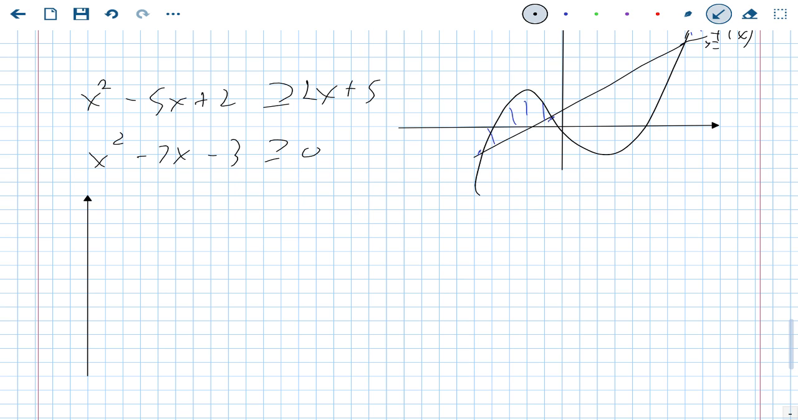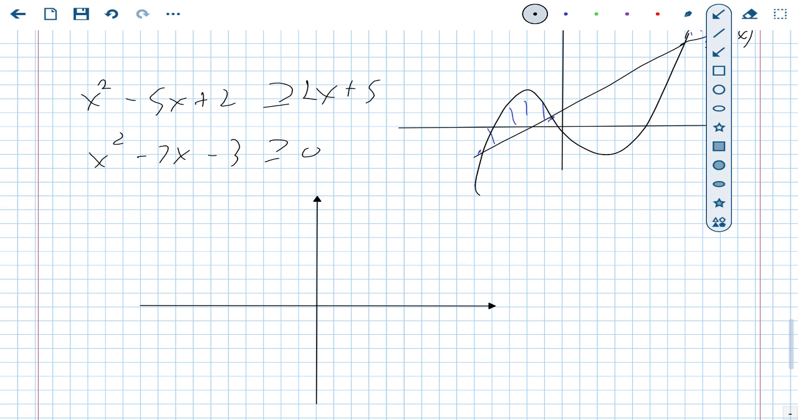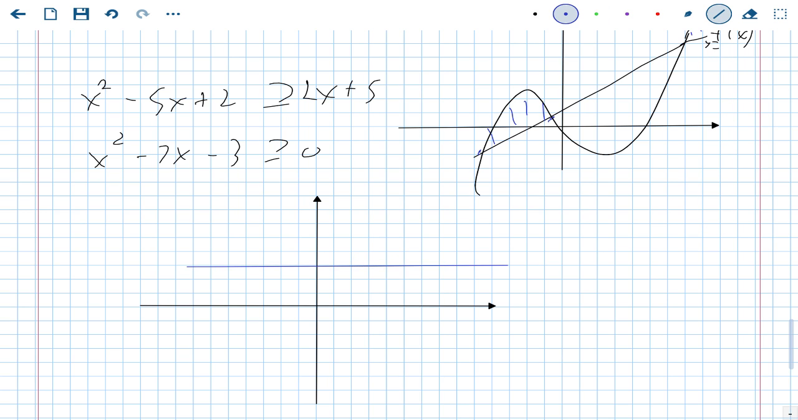Actually, let me draw some axes so I can demonstrate this a bit more visually. So, a constant function is really no problem. It's just a flat line. There's no slope to it. There's nothing to it, right? But a linear line, again, it's going to be in one direction. It's just a straight line. Again, another straight line.